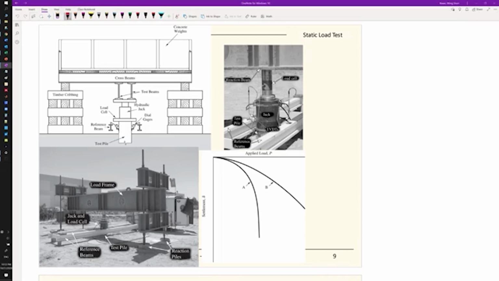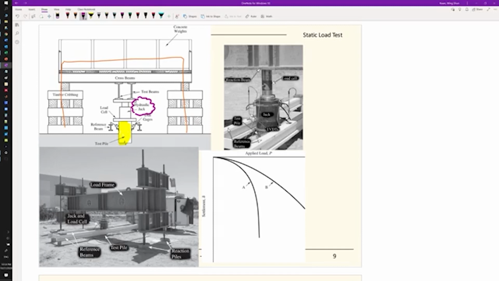So this pile here is the test pile, and in order to test on this pile, we need to have the load frame. The whole setup is the loading frame, and the whole thing will be powered by a hydraulic jack. So you'll see the setup here, the trailer behind the whole setup is a hydraulic pump.